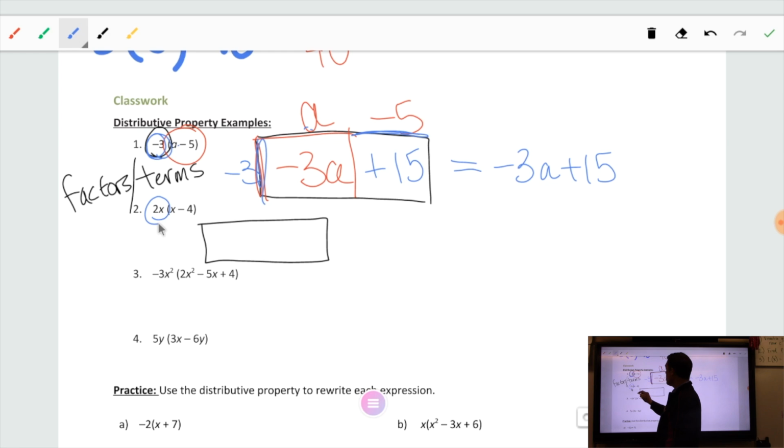But the 2x factor, because it's just one thing, I'm going to put it on the small side of the rectangle. And the x minus 4 factor, I'm going to put along the top. So x minus 4 is this length edge of the box, and 2x is this width edge of the box. And then the x minus 4 splits the box into 2 sections because there are 1, 2 terms.